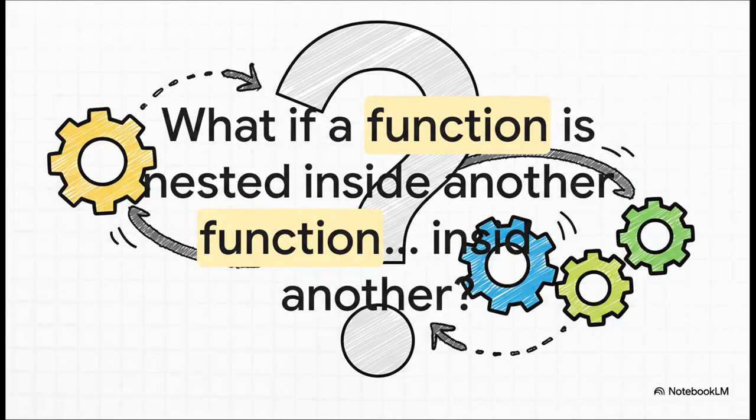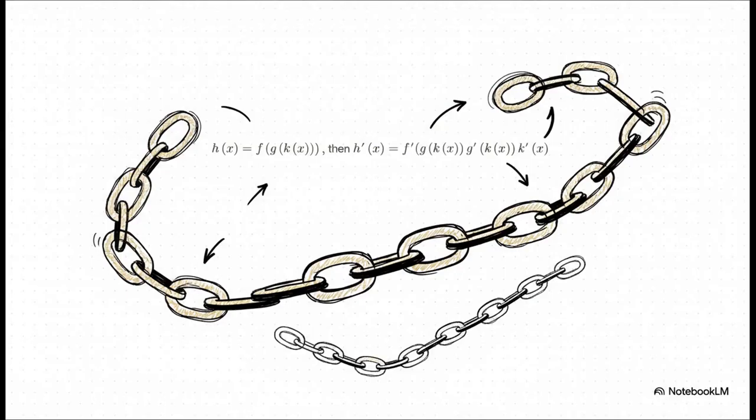So, you're probably wondering, what if the nesting gets even crazier? What if you have a function inside of a function inside of another function? What happens then? Well, here's the beautiful part. It's not a new rule. The pattern just continues. You just keep adding more links to the chain. If you have 3 nested functions, your derivative will have 3 parts multiplied together. 4 functions, 4 parts. It extends perfectly, no matter how deep you go.